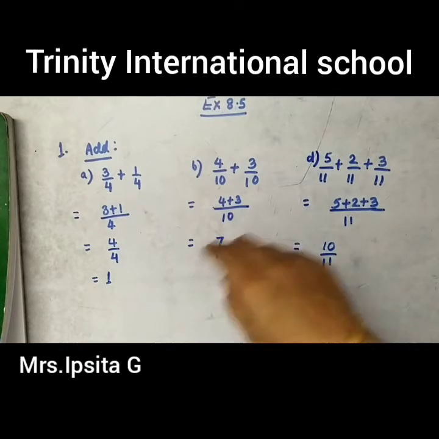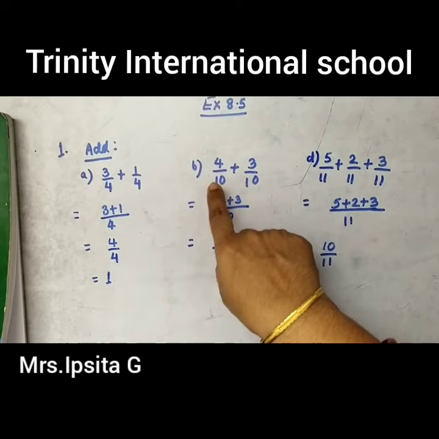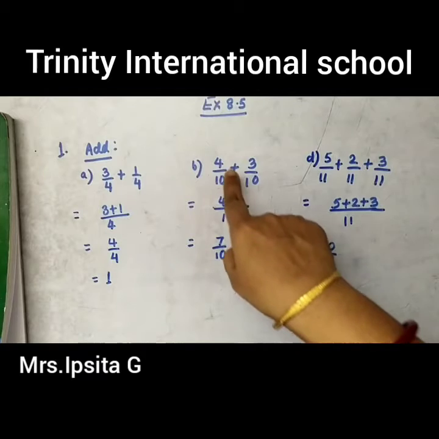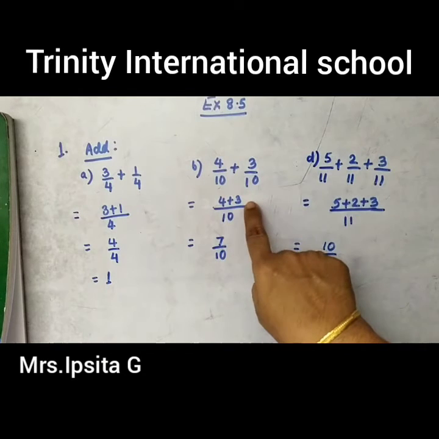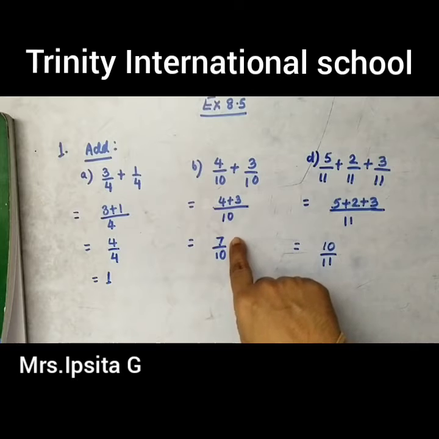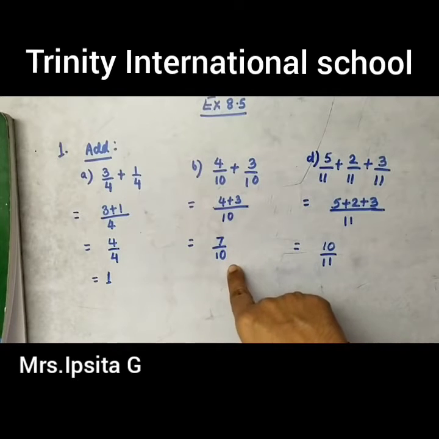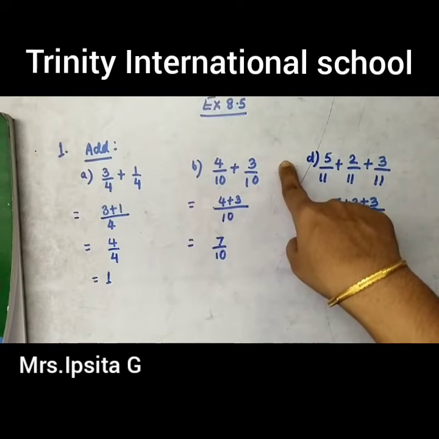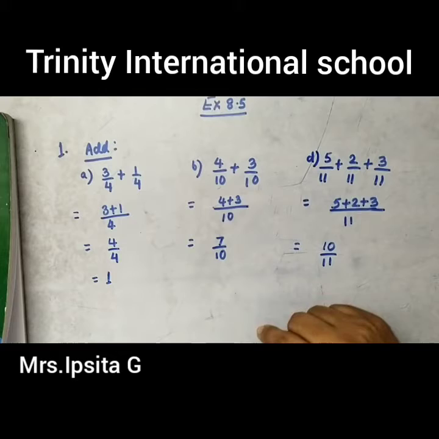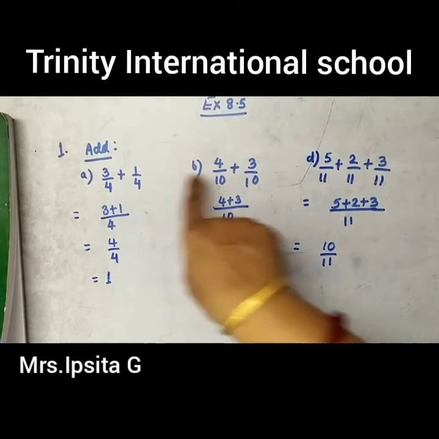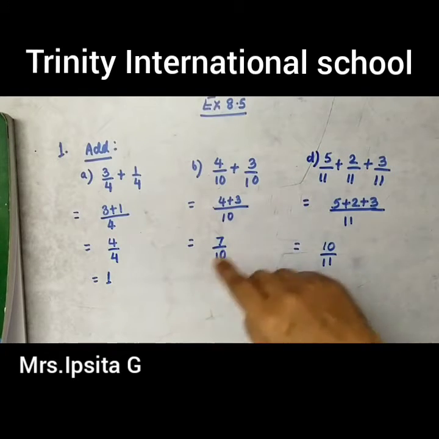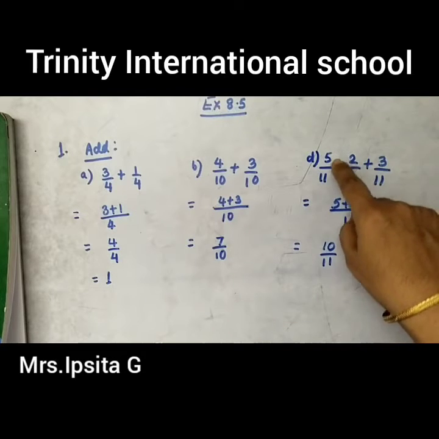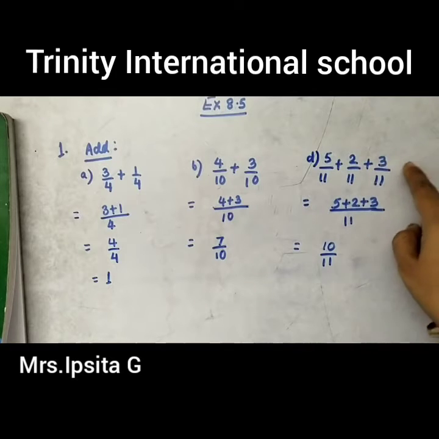Okay, फिर यहाँ पर देखिए, यहाँ पर भी you can see the denominators are same. That is why I have taken the common denominator, and then the numerators 4 plus 3 I have added, and I am getting 7/10 as the solution. Then I have not done the C. C is homework for you, so you can follow the procedure what I did for A and B. So I directly did the D problem, where you have 5/11 plus 2/11 plus 3/11.